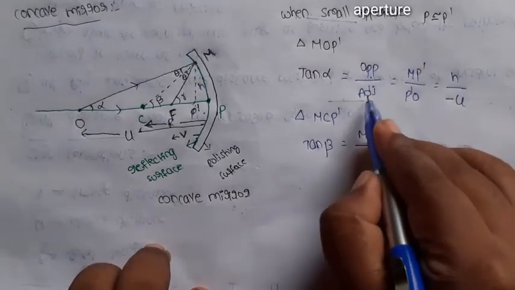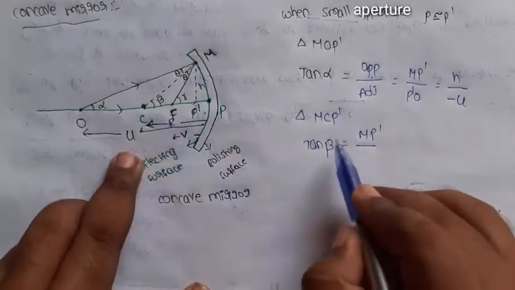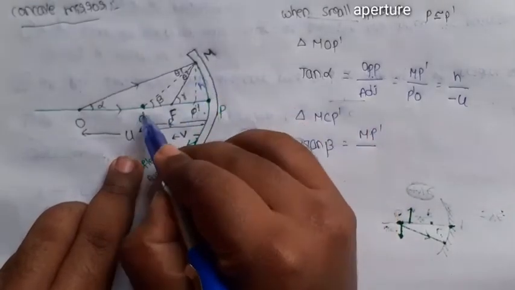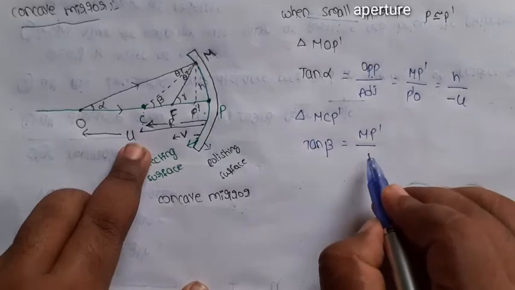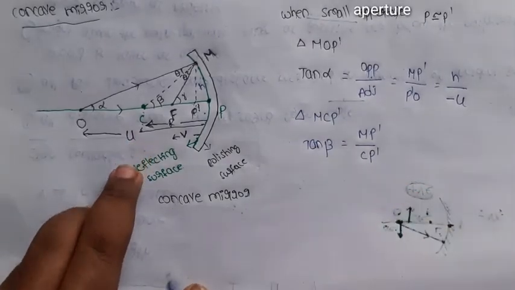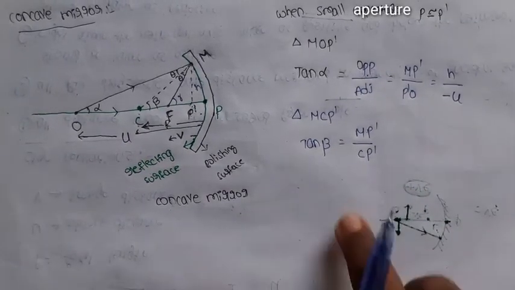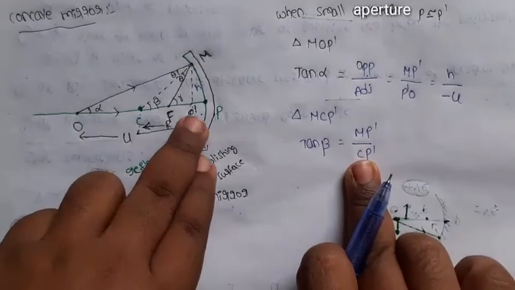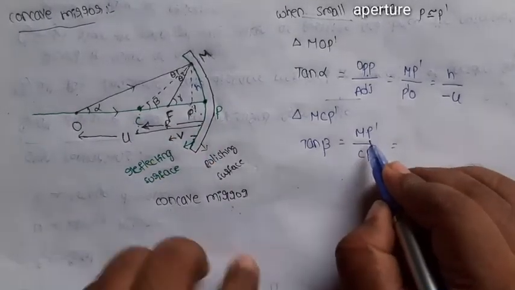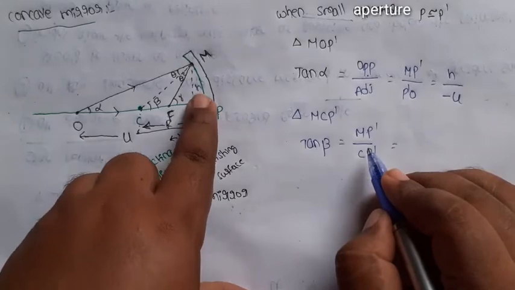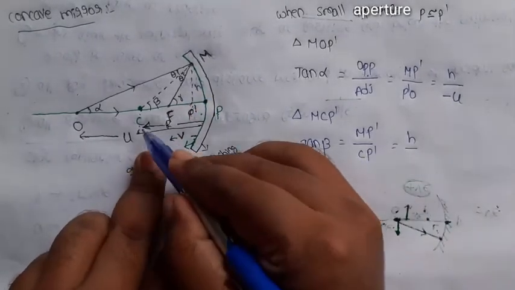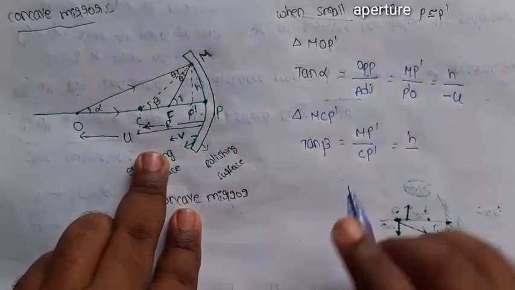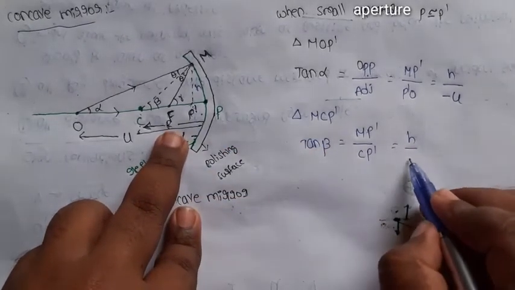Where is the adjacent side? Triangle MCP dash. The adjacent side is CP dash. Okay, this is the adjacent side, CP dash. So the MP dash value, M to P dash, is h, and CP dash is R.